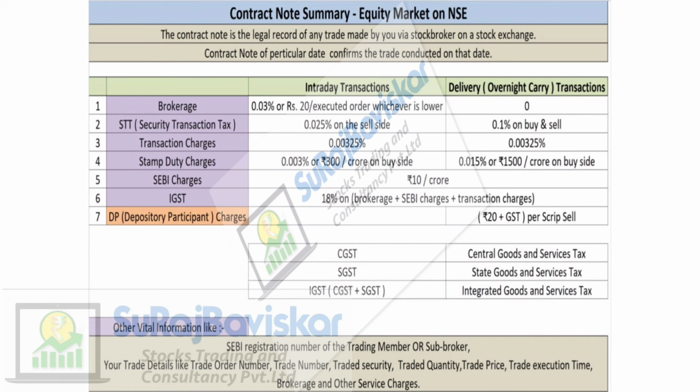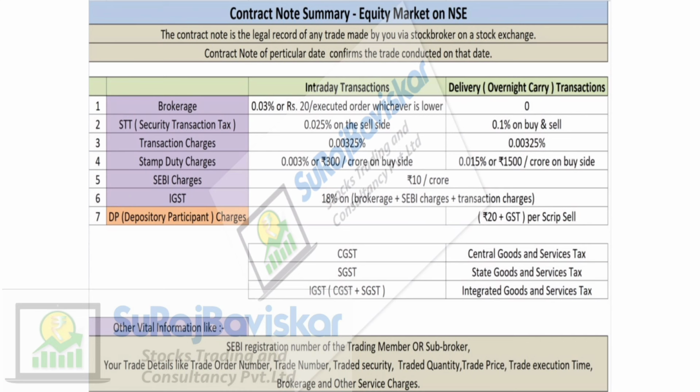So stamp duty charges in case of equity intraday is 0.003% or rupees 300 per crore on buy side. For delivery equity transaction, you have to pay stamp duty of rupees 1,500 per crore on buy side or 0.015%.